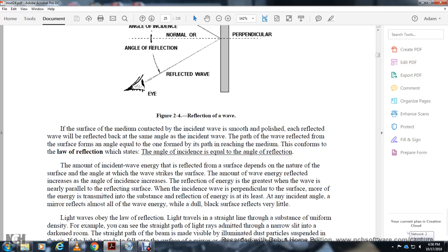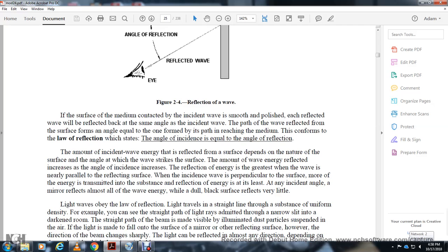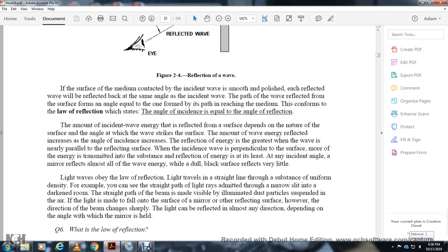The amount of the incident wave energy reflected by the surface depends on the nature of the surface and the angle at which the wave strikes it. The amount of wave energy reflected increases with the angle of incidence. For a wave that is nearly parallel to the reflecting surface, most of the energy is reflected. For an incident wave perpendicular to the surface, more of the energy is transmitted into the substance and reflection is at a minimum. A dull black surface reflects very little.